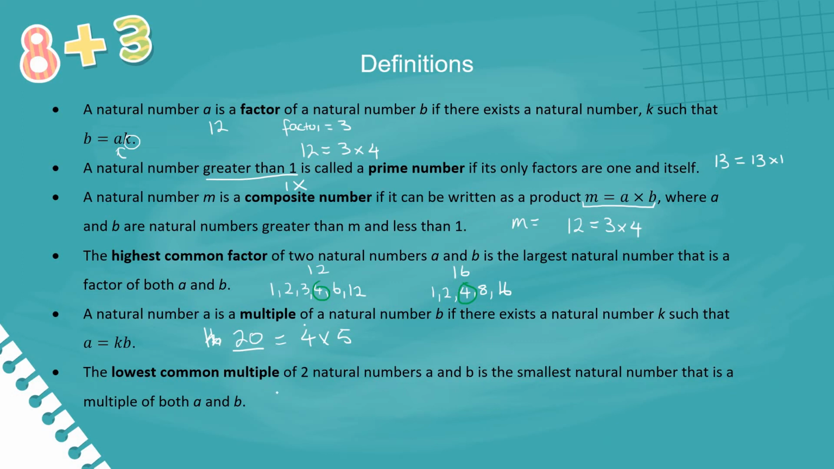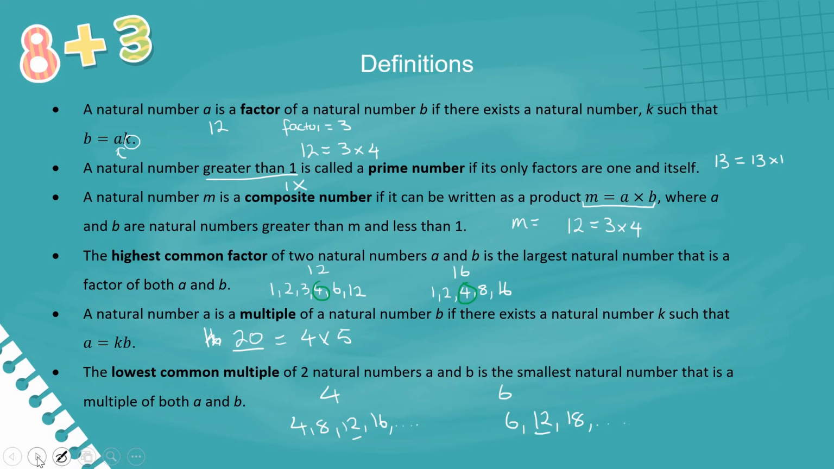The lowest common multiple of two numbers is the smallest natural number that's a multiple of both of them. So for the numbers 4 and 6, the multiples of 4 are 4, 8, 12, 16, and so on. Multiples of 6 are 6, 12, 18, and so on. 12 is the smallest number that is in both lists. So 12 is our lowest common multiple. Now, I don't think that any of that is new. It's just written in a much more formalized manner than the types of definitions you usually read.